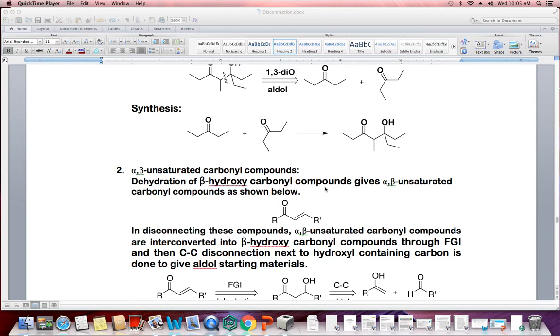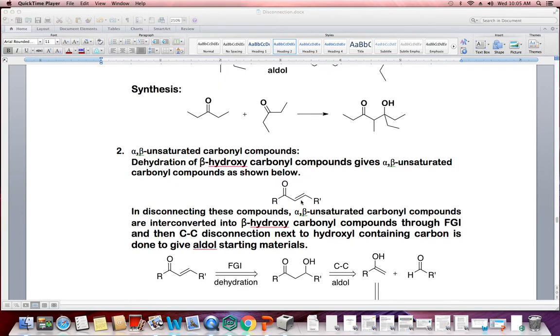Now, when we have alpha beta unsaturated carbonyl compounds, aldehydes or ketones, and we want to do disconnection of these kinds of target molecules, first of all we have to do functional group interconversion. We can say that this is simple dehydration. At the beta position, we will introduce hydroxyl functionality, and at the alpha carbon, we will introduce hydrogen. So this is a simple functional group interconversion that reverses the dehydration of the alpha beta unsaturated carbonyl compound.